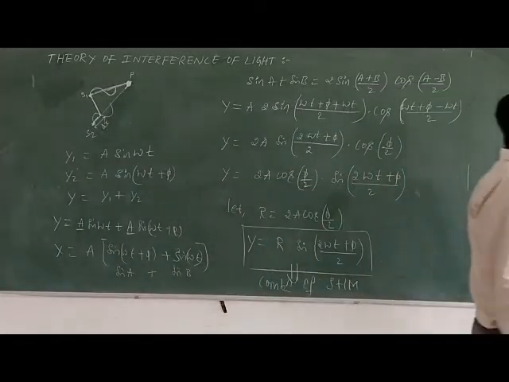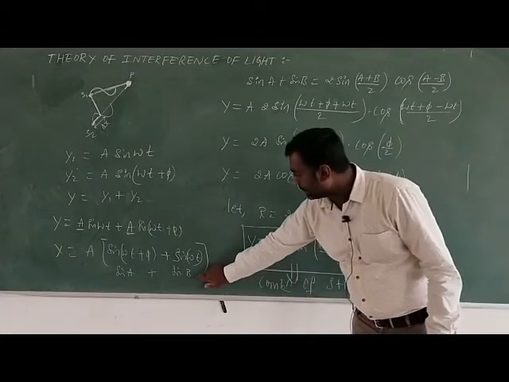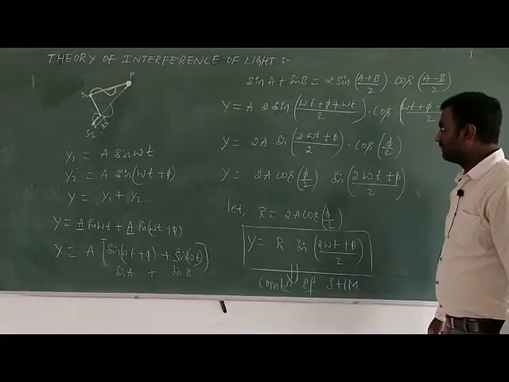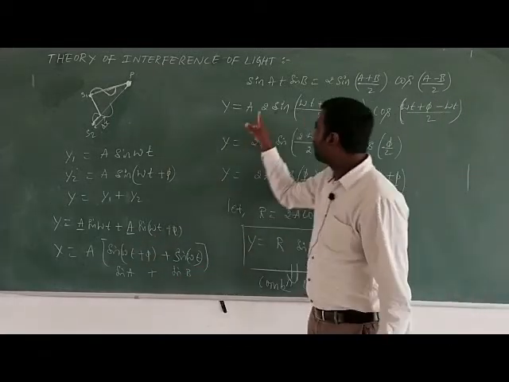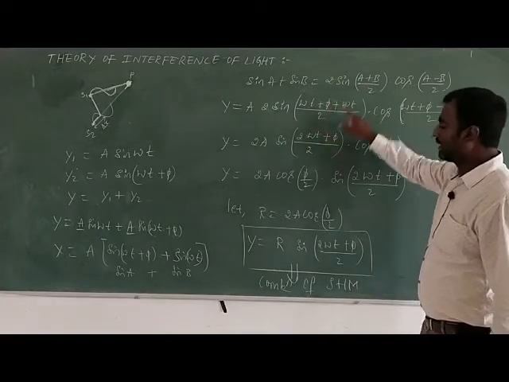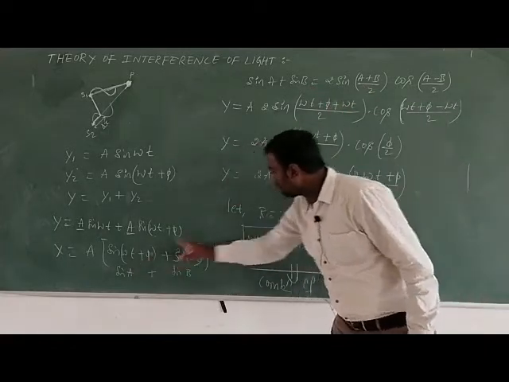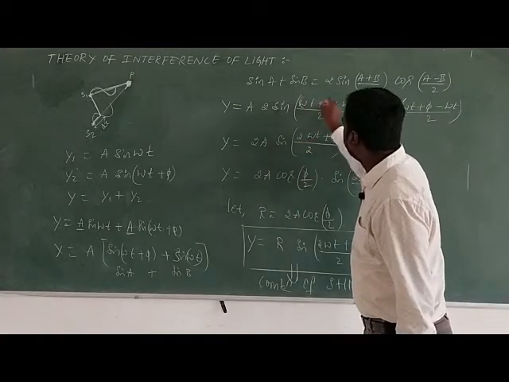Sin A plus sin B formula can be written as 2 sin of (A plus B) by 2 multiplied by cos of (A minus B) by 2. So by using this formula we are going to modify this equation, so that now we have the amplitude A constant. So 2 sin of A, meaning omega t plus pi. Okay, so this is the value of A.